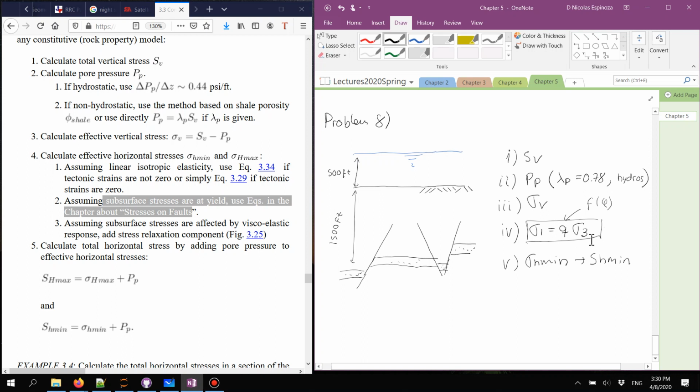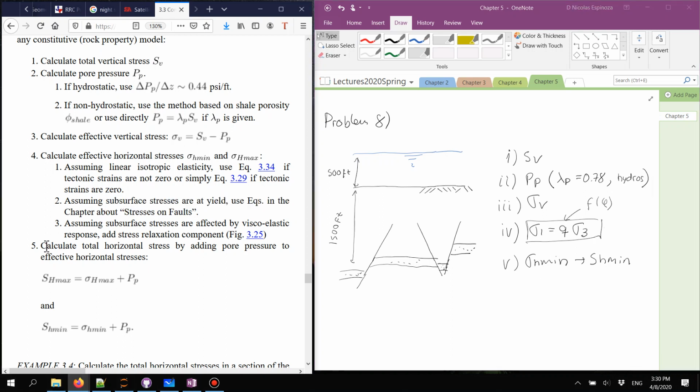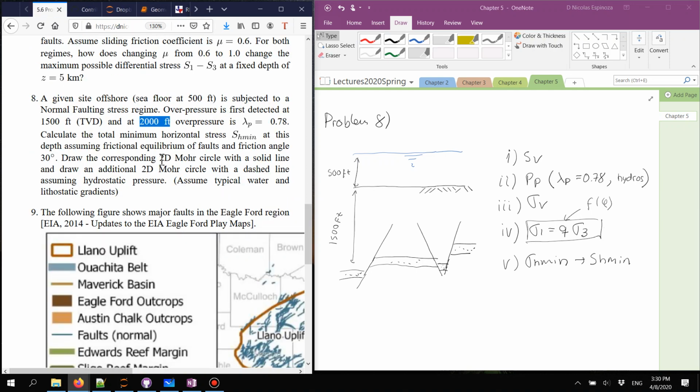And after you finish 4, then it comes back to the same procedure that you have already seen before. So this is a problem that you have already seen that we're going to use a lot in this class to determine horizontal stresses, either through the elastic method or through the failure method. But remember, the procedure is always the same. And with that, let's just finish with problem number 9.